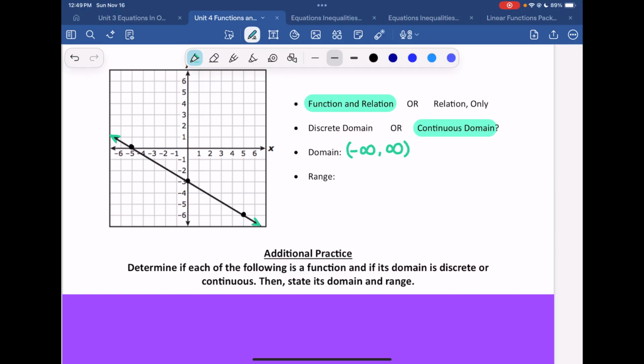So when you have a line that's on a slant, and it has arrows at the ends, its domain is going to be all real numbers. And in fact, so is its range. So it's really just the entire number line. That's why we say all real numbers, because it's everything.